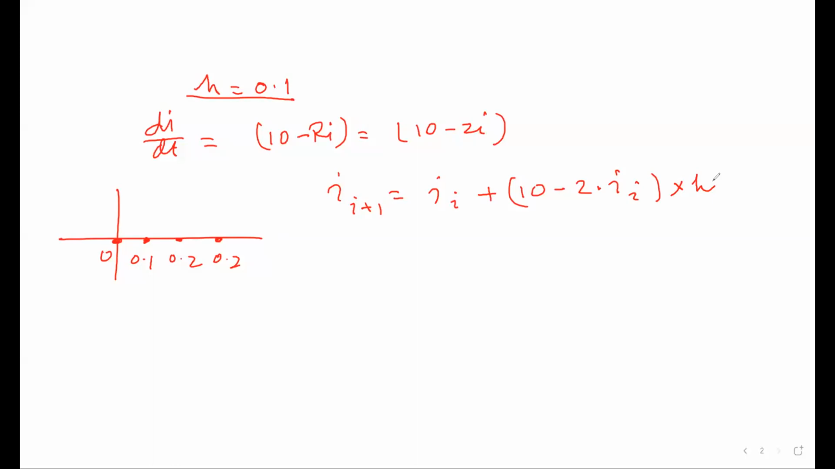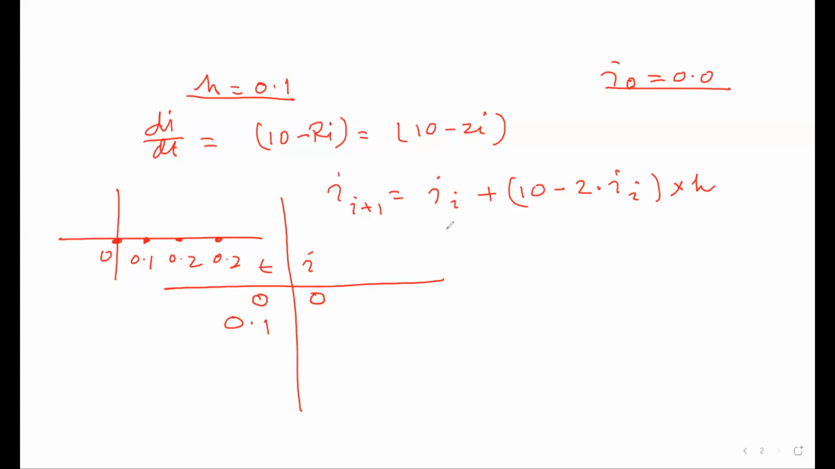So if this is the case, we are assuming that at time step 0, your current is equal to 0. So can we proceed in calculating, say, your current at time t equal to 0.1? I(0.1) is equal to I(0), which is 0, plus (10 minus 2 into I(0)) multiplied by 0.1, equal to what?